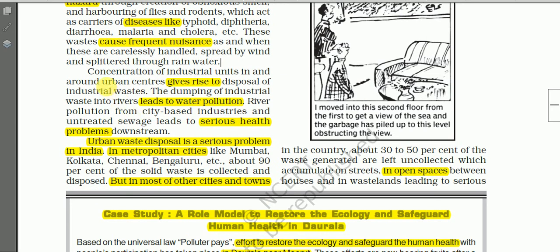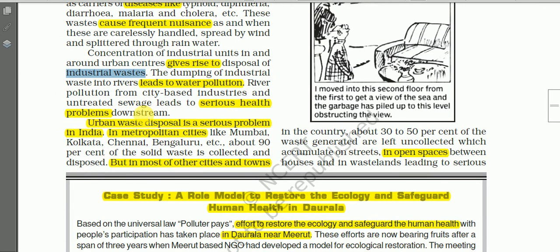Let us proceed. Concentration of industrial units in and around urban centers gives rise to disposal of industrial wastes. If industries are concentrated in and around the big cities, then the disposal of industrial wastes will increase. Dumping of industrial wastes into rivers leads to water pollution, that we have learned. River pollution from city-based industries and untreated sewage lead to serious problems downstream. This is also discussed earlier. Waterborne diseases are caused due to this water pollution.